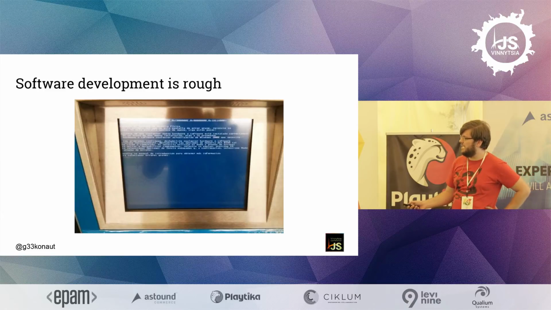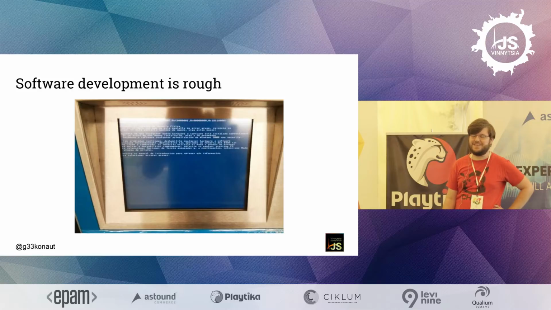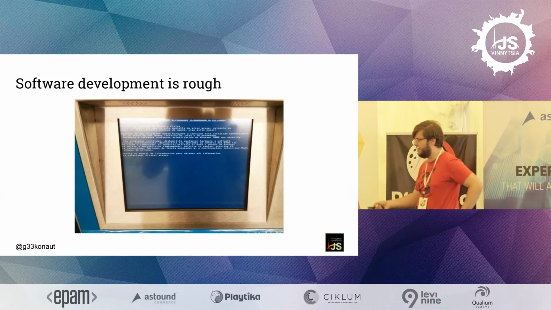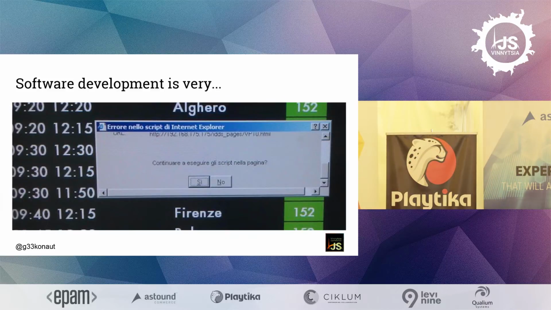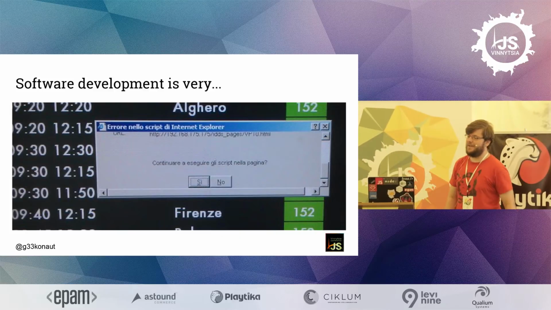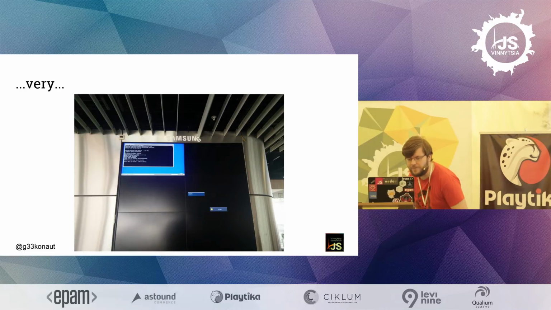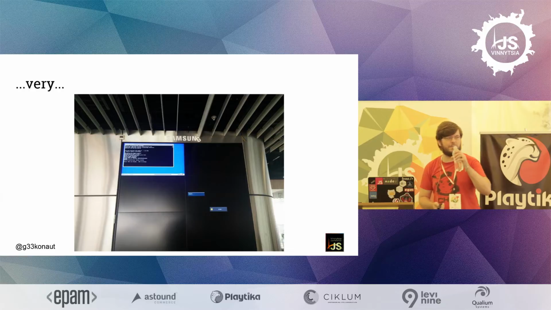So this is an ATM with a blue screen. And this is the display in the Rome airport showing an Internet Explorer error message. And then we have the Amsterdam airport showing a wonderful terminal window on Windows, on a pretty old Windows, if I see that correctly. It's probably Windows 2000.